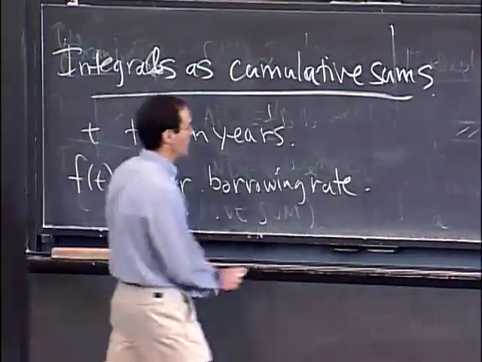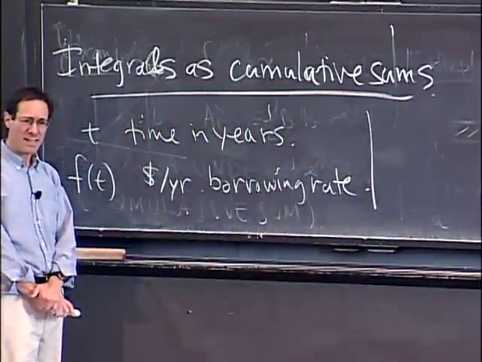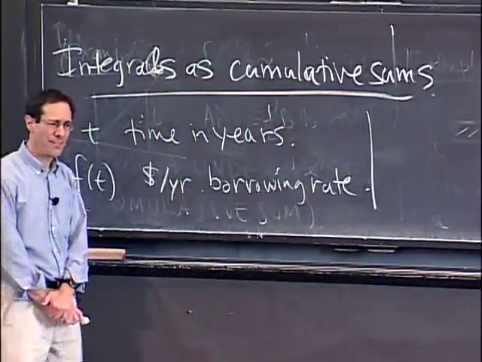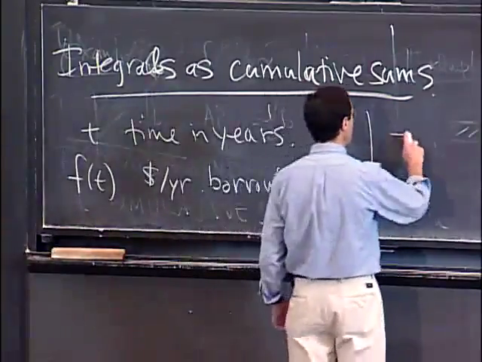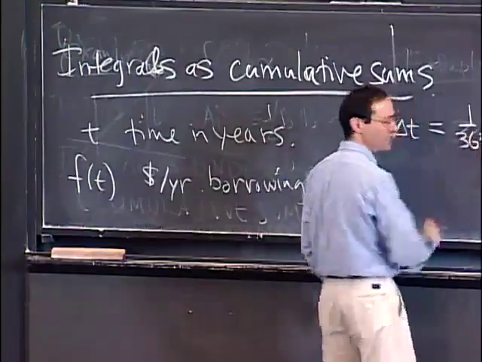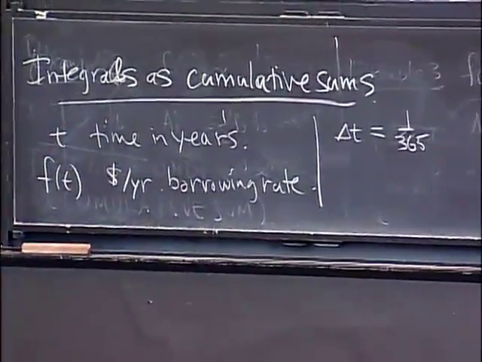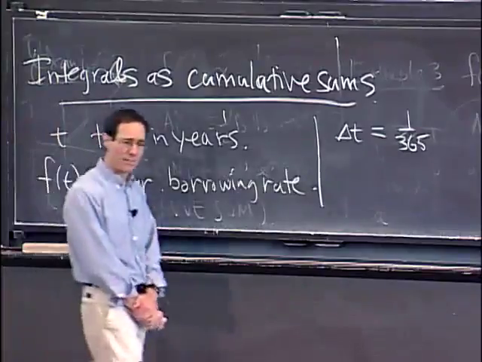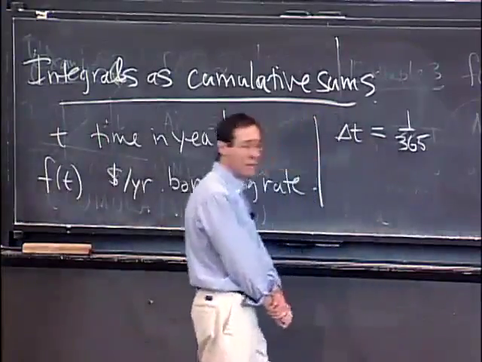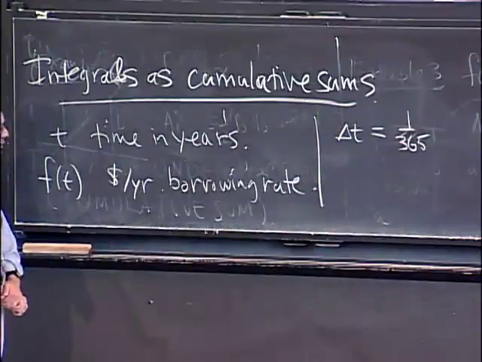Now, you're borrowing money, let's say, every day, all right? So that means delta t is 1 over 365. That's almost 1 over infinity from the point of view of various purposes. All right, so this is how much you're borrowing in each time increment.